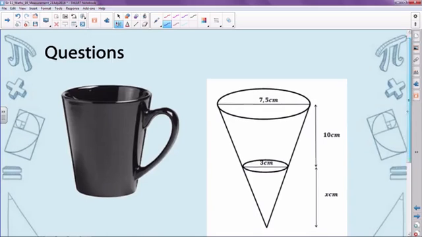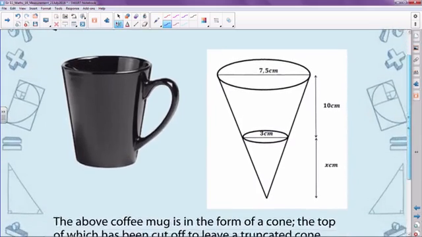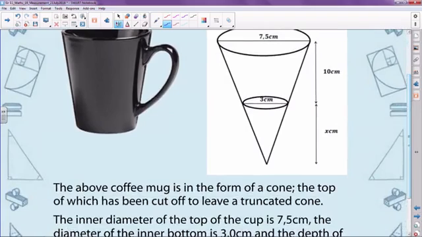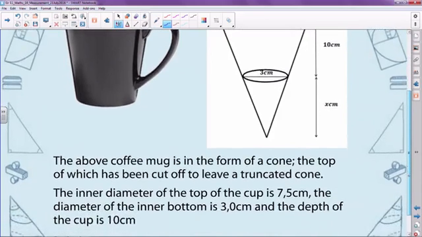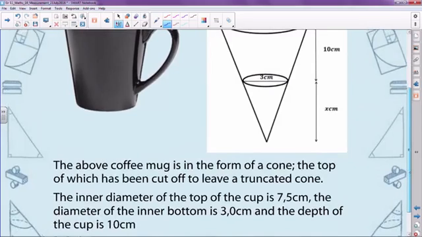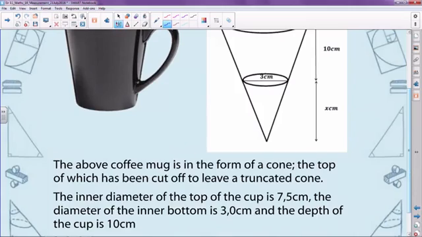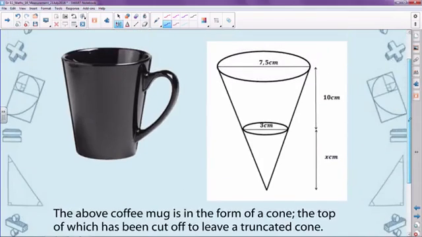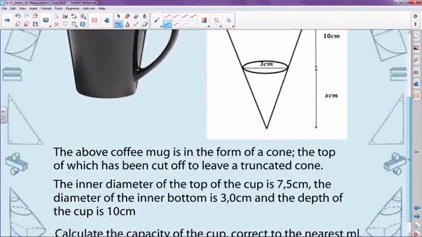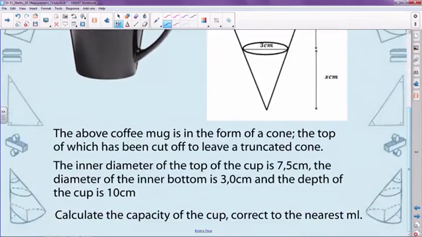Now, let us quickly look at this question. The above coffee mug is in the form of a cone, the top of which has been cut off to leave the truncated cone. The inner diameter of the top of the cup is 7.5 centimeters. The diameter of the inner bottom is 3 centimeters, and the depth is 10. So that distance is 10 centimeters. Calculate the capacity of the cup correct to the nearest millimeter.